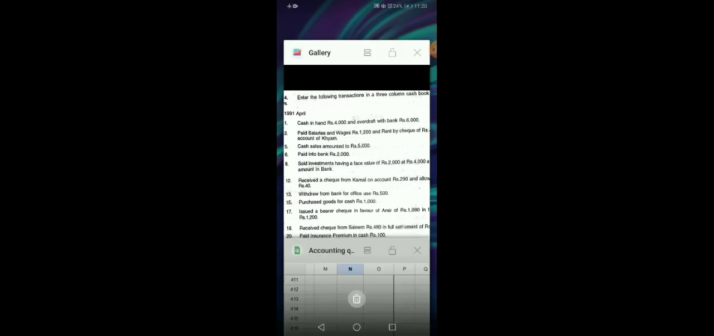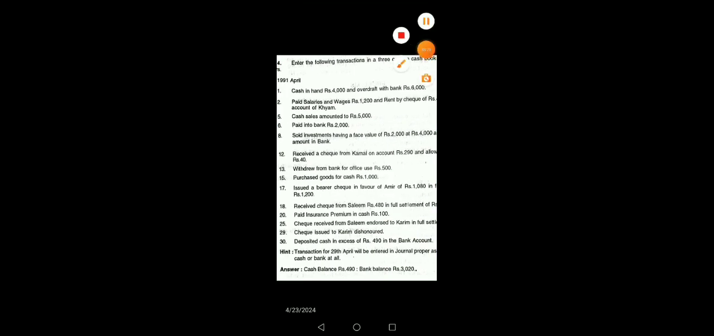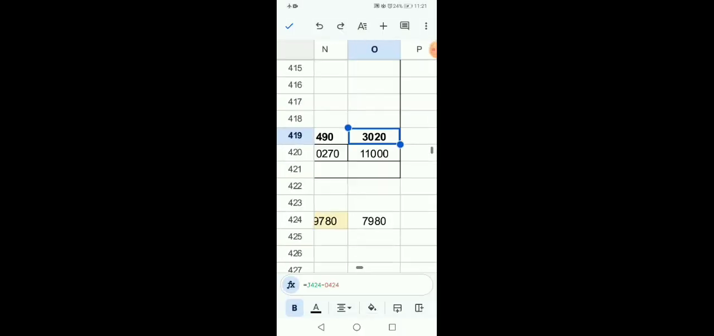Yes, answers are given. And the first answer you can see is cash in hand 490. And our answer of cash in hand is 490 because it is the balance of cash. Cash balance 490. Okay, it's correct. And the second answer is bank balance as per bank, that is 3,020. So our bank balance is also 3,020. It means our answers are correct.